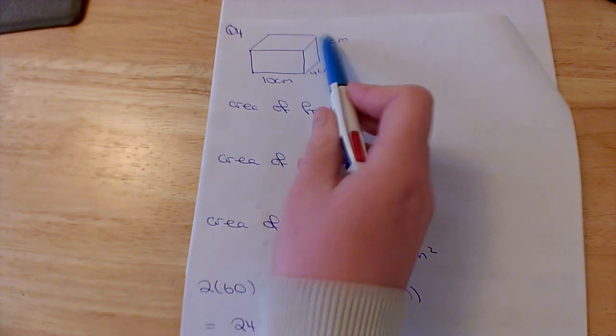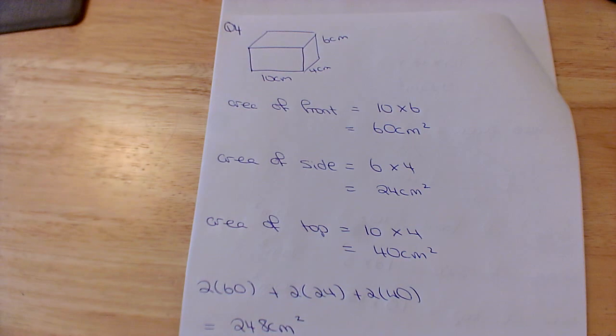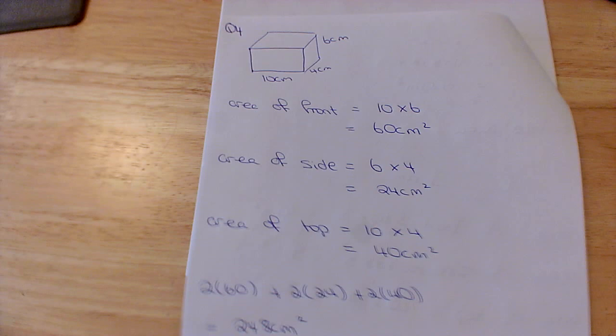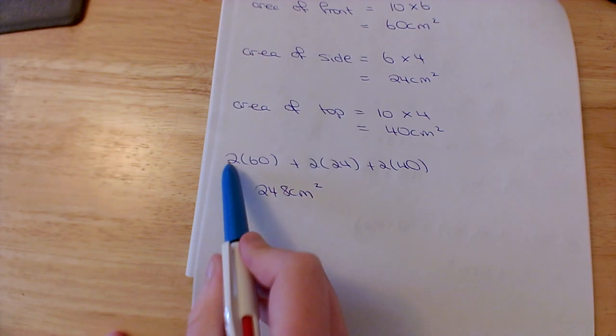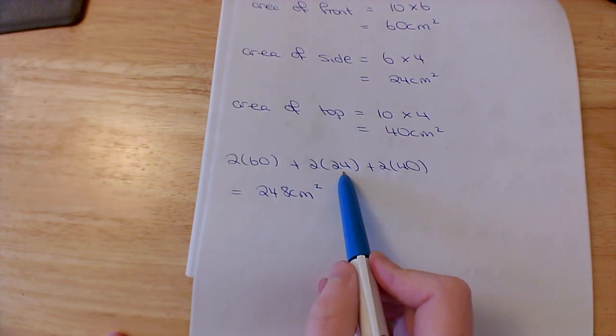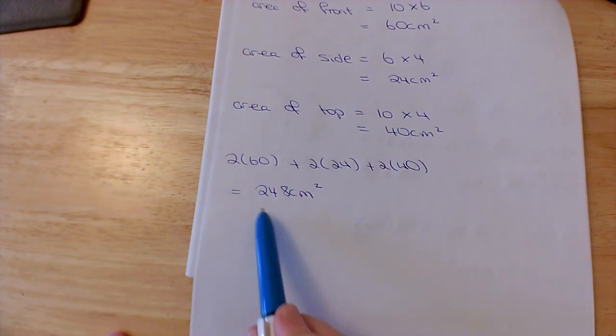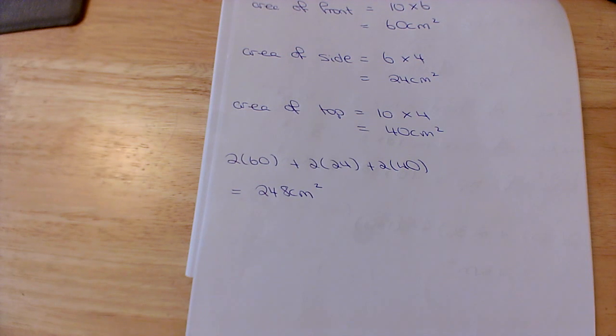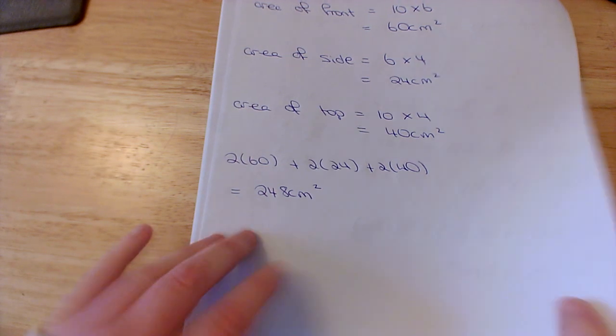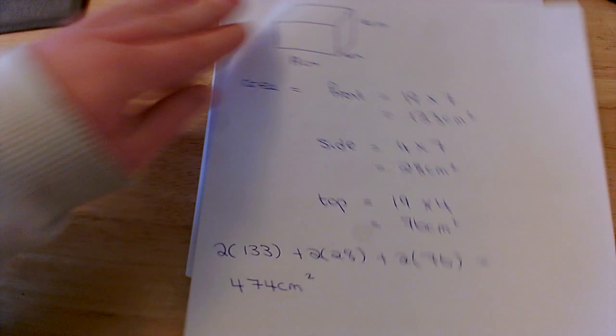My area of my side is going to be 6 by 4, so it's 24 centimeters squared. And the area of the top then is going to be 10 by 4, which gives me 40 centimeters squared. And I need to then continue on and get 2 times 60 plus 2 times 24 plus 2 times 40, and my whole surface area for that particular shape is 248 centimeters squared.